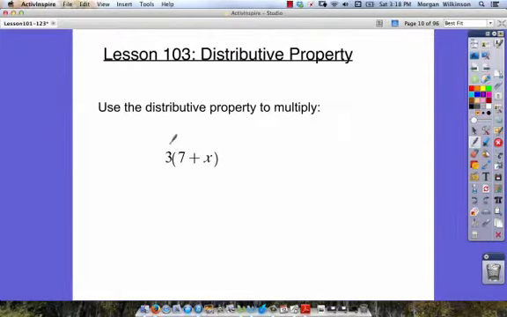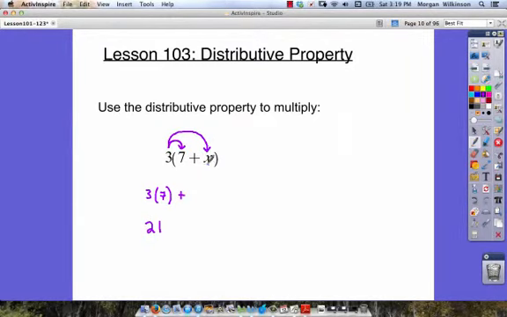So with the distributive property, we'll take our number on the outside and we're going to multiply it first times our first number within parentheses. So 3 times 7 is going to be our first part, and that's 21. Then we're going to add, because the problem tells us to add. And then we're going to take our number on the outside that we're multiplying, and we're going to multiply it times the second term within our parentheses.